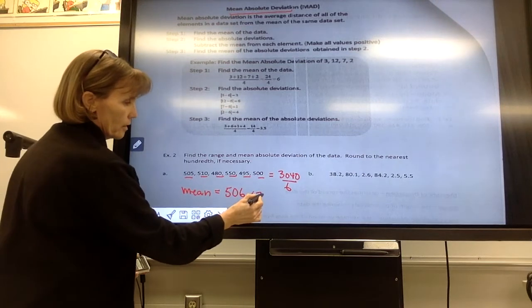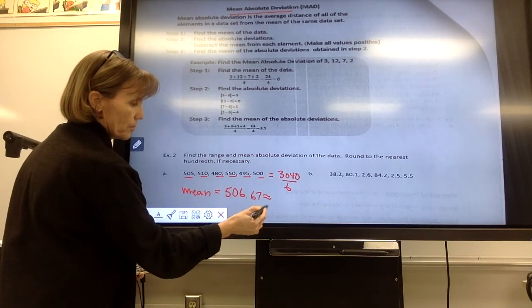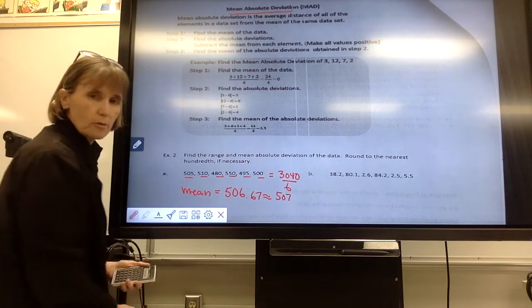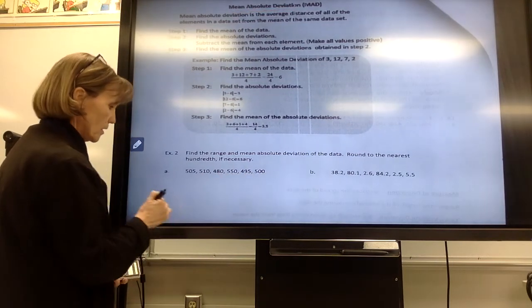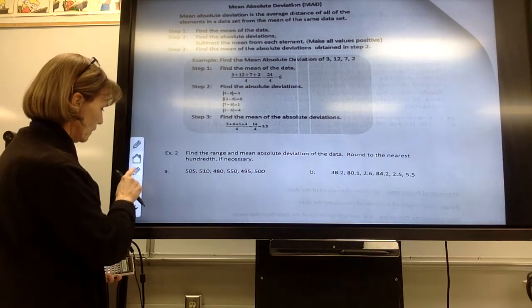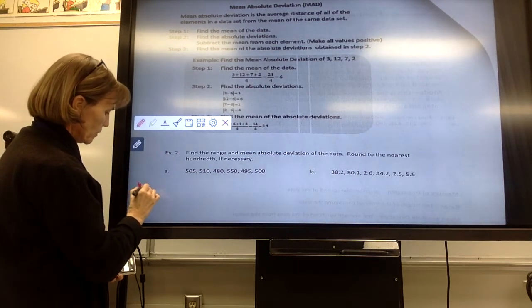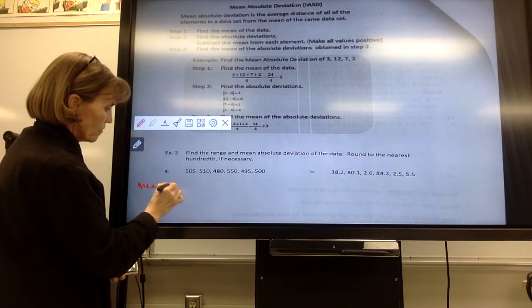Okay, I'm just going to go ahead and round that off just for the purpose of this, it will go a little faster. I'm going to say that's 507. Okay, so I'm going to use 507 on that. So the mean value we're going to use is 507.